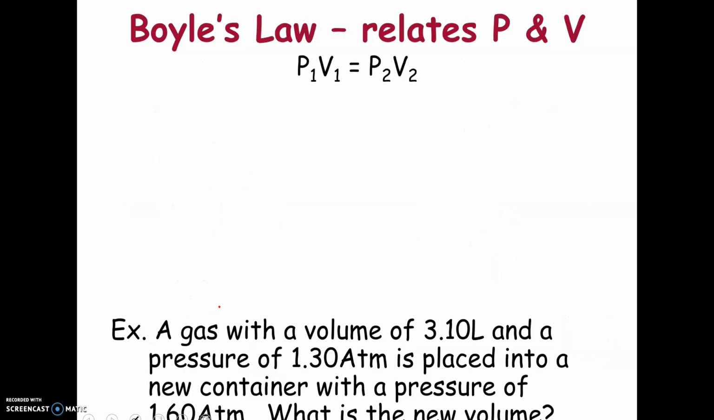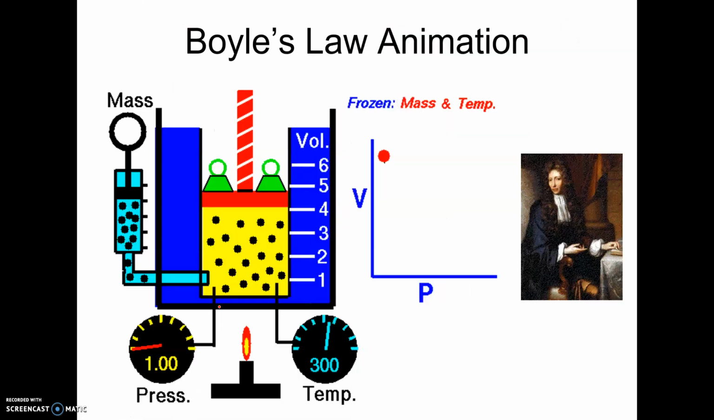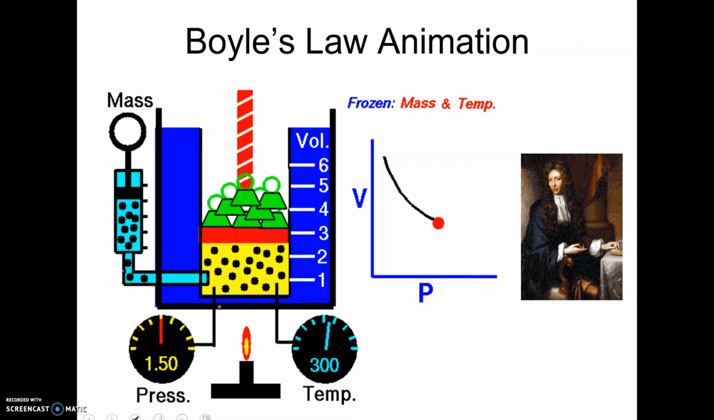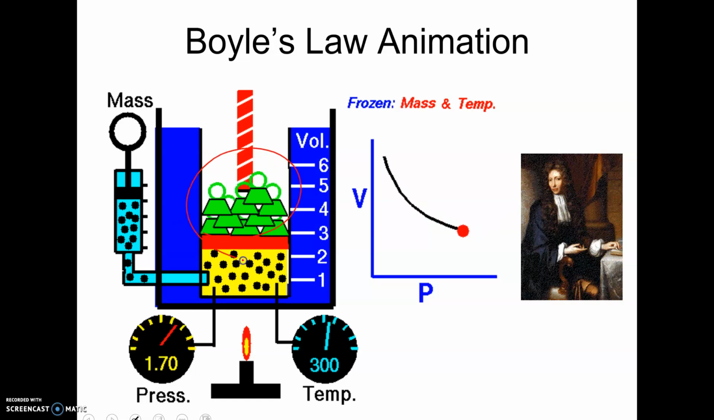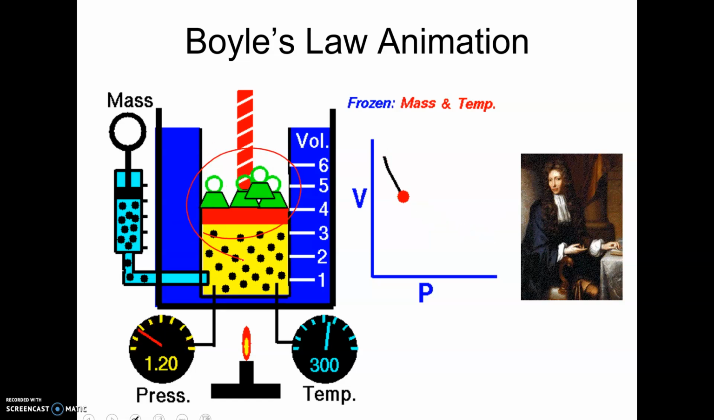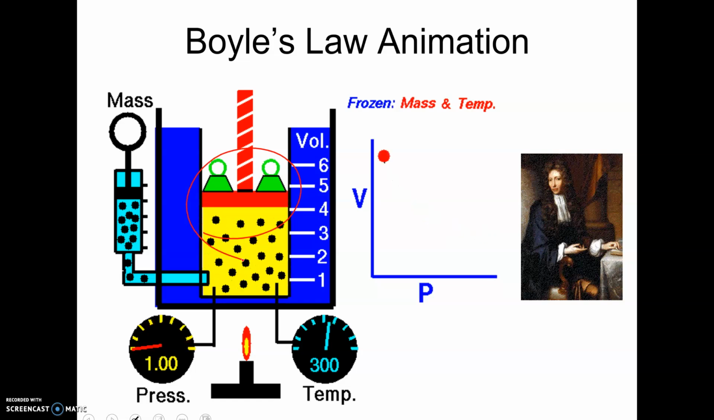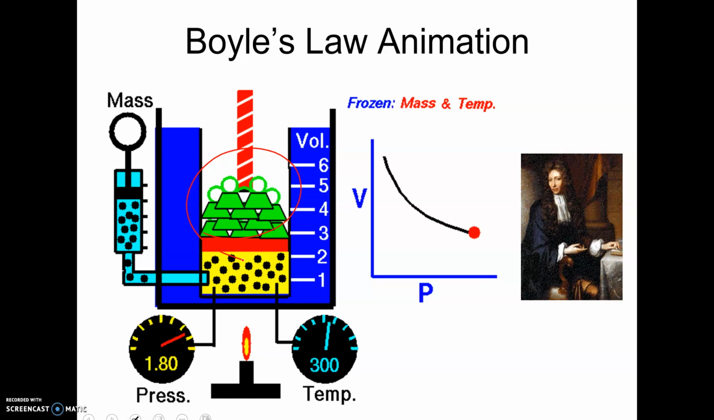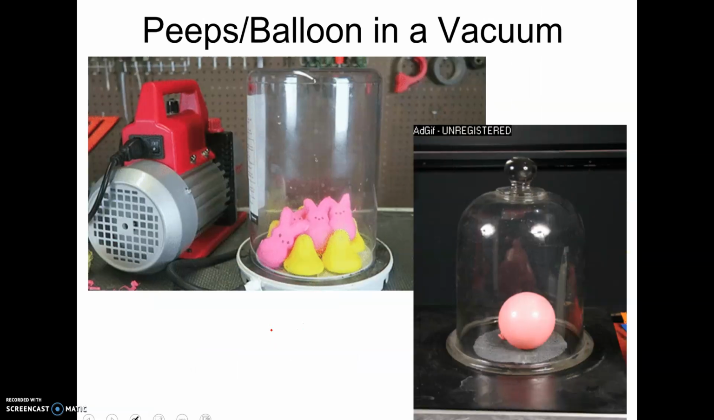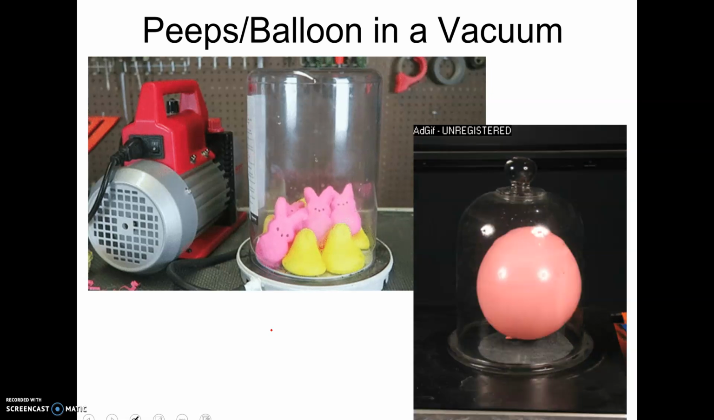Here's a little diagram of Boyle's law, an animation. So notice what we're doing here is we're increasing the pressure, and as the pressure increases, the volume, or the amount of space the gas takes up, it decreases. And notice that the temperature is staying constant.